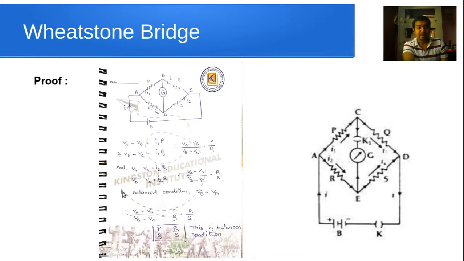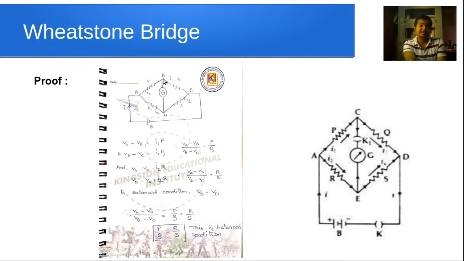So in the balance condition, when there is no current flow across the galvanometer, why does the galvanometer not carry any current? Why in that part is there no current across the galvanometer?